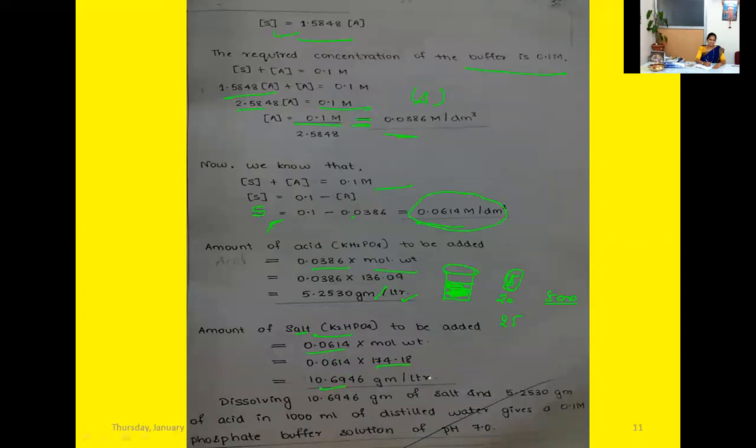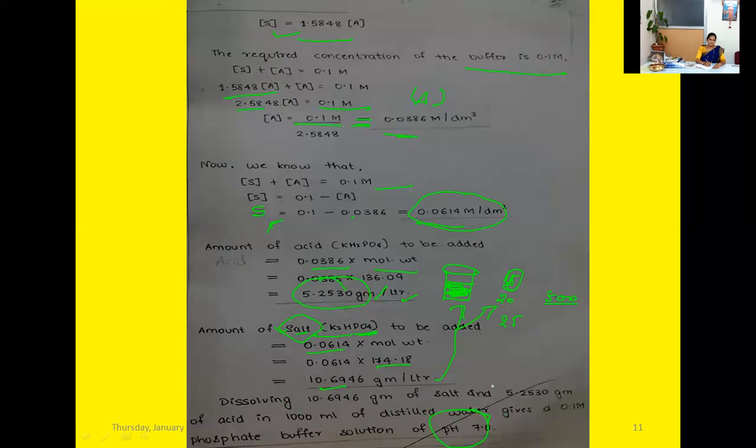Then multiply both, you'll get 10.6946 grams per liter. Same thing, this is for per liter. You need to calculate it for 15 ml or 20 ml. Do the cross multiplication. Below you can write, by dissolving 10.6946 grams of salt and 5.2530 grams of acid in 1000 ml of distilled water gives a 0.1 molar phosphate buffer solution, as we are doing with the phosphate buffer of pH 7.0.